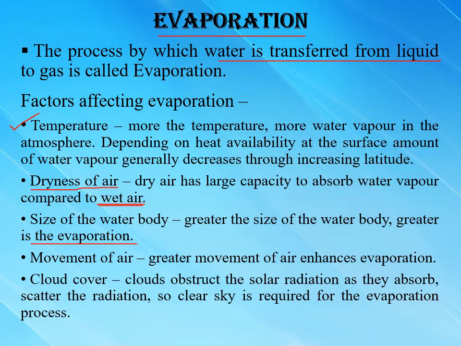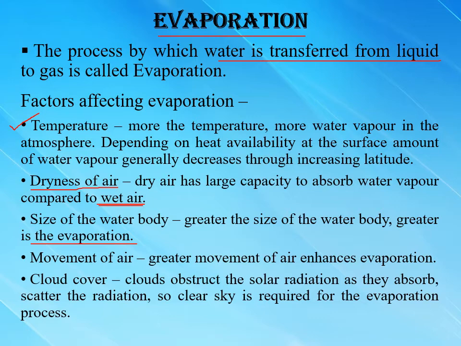Next is the cloud cover. Clouds obstruct the solar radiation as they absorb and scatter the incoming solar radiation. So clear sky is required for the evaporation process. If clouds absorb or scatter the radiation, then the percentage of insolation reaching the Earth's surface decreases. So it requires a clear sky for the insolation to reach the Earth's surface completely, so that the surface of the Earth becomes heated up, and from that evaporation can take place.